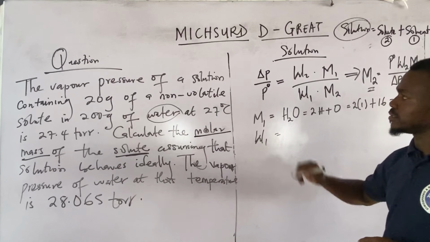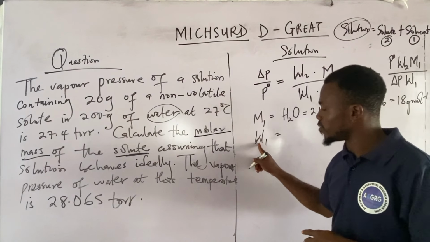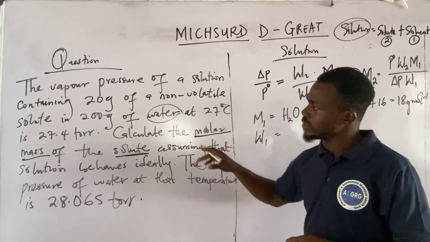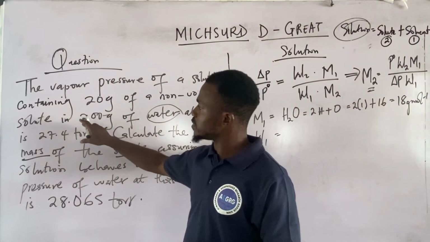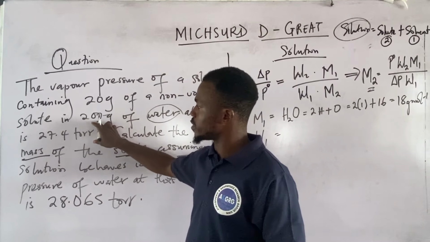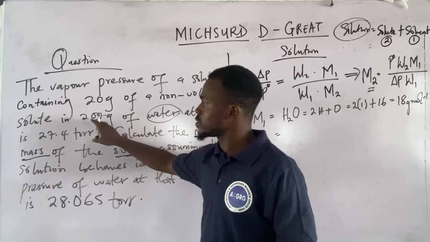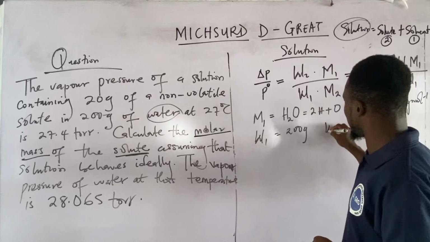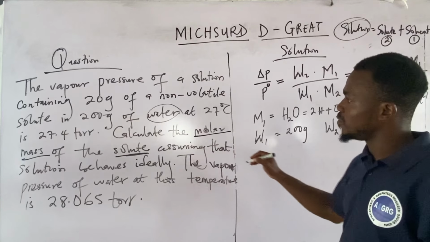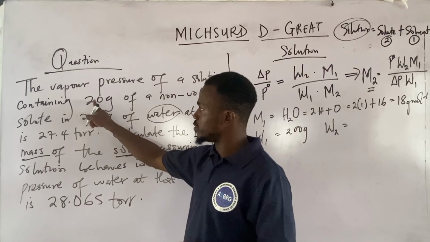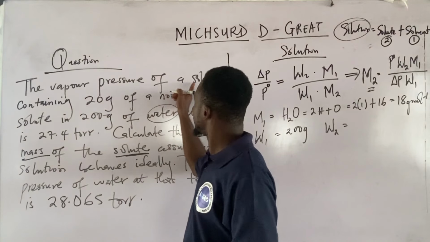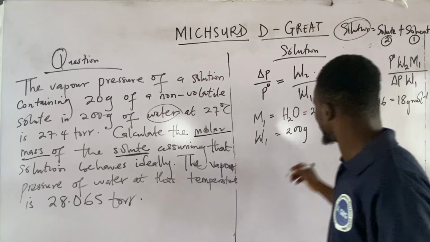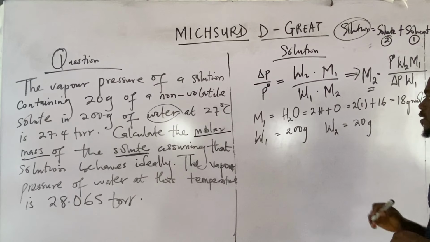Now W1 is the weight of the solvent. The weight of the solvent is given in the question. They say 200 grams of water, so the weight of the solvent is 200 grams. Then we also have W2, the weight of the solute. The question says a non-volatile solute of 20 grams, so we have this as 20 grams.